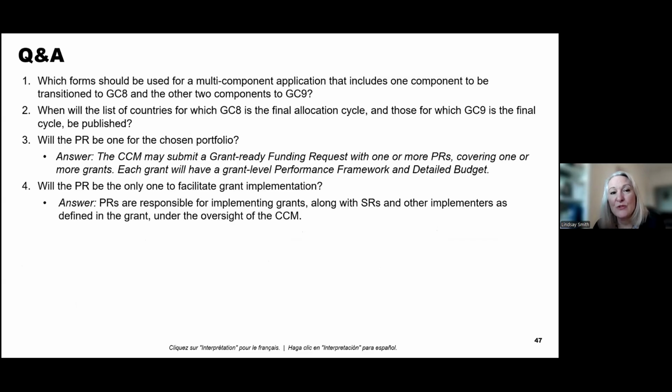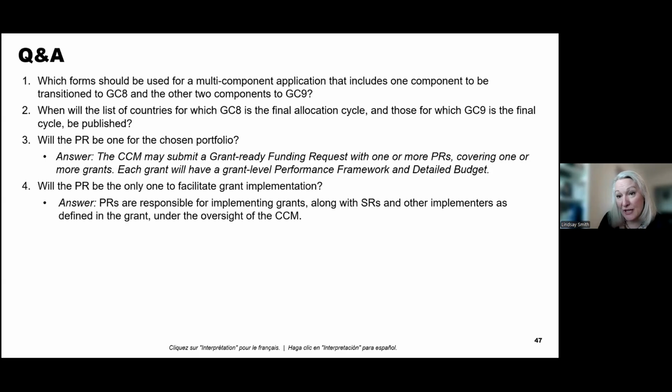Which forms should be used for a multi-component application that includes one component to be transitioned to in GC8 and the other in GC9? Okay, so if you are a focused portfolio, which this session is for, and you have one component or more that is designated as having a final allocation for Grant Cycle 8, you are requested to use the Tailored for Transition funding request for all of your components. And so that is the application approach that we would expect that a focused portfolio would use if at least one component is receiving a final allocation in Grant Cycle 8.